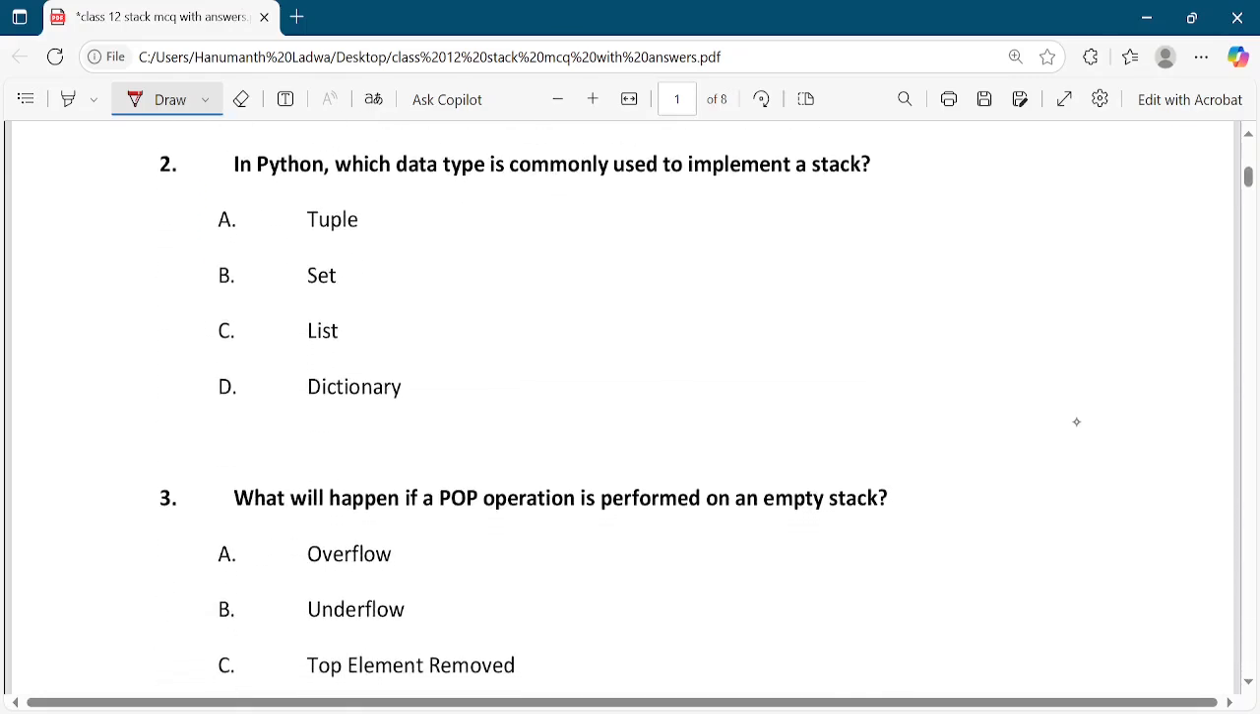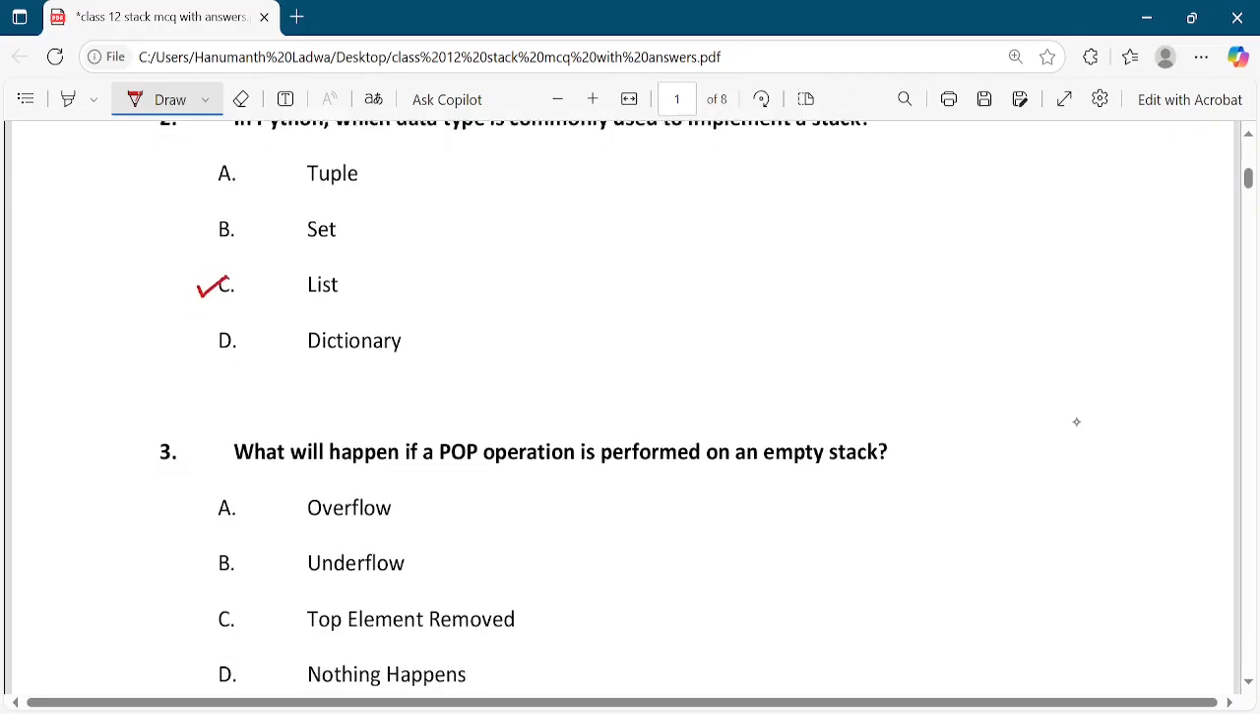Question number 2. In Python, which data type is commonly used to implement a stack? Option A, tuple, B, set, C, list, D, dictionary. So here option C, list, is the right answer.